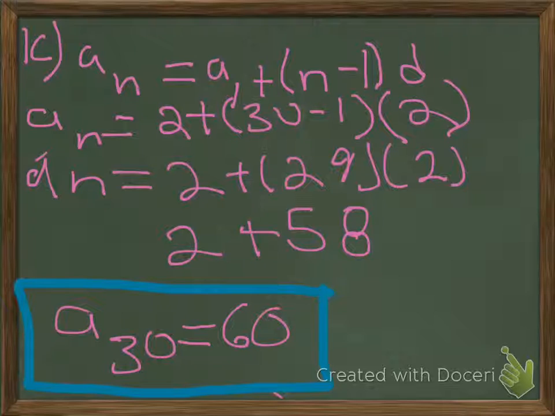1C. Use a formula for finding the 30th term. So the formula I used was the arithmetic sequence. So I got an equals 2 plus parentheses 30 minus 1 parentheses times 2. After that, when you subtract 30 minus 1, you get an equals 2 plus 29 times 2, which gives you, when you multiply 29 and 2, 58, which is 2 plus 58. So the 30th term would be 60.